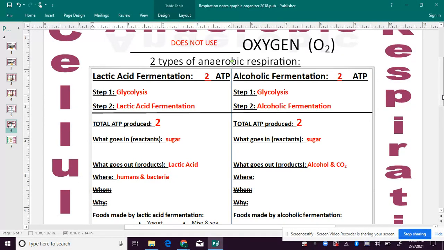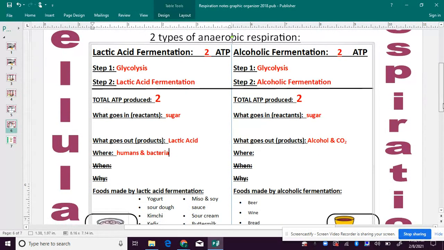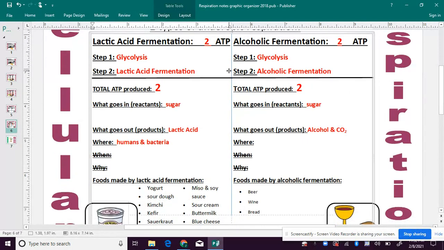But before your cells die, let's talk about lactic acid fermentation, what happens in the human body. So humans and bacteria undergo lactic acid fermentation. And lactic acid fermentation has 2 steps. The first step is glycolysis, which is exactly the same as yesterday in aerobic respiration. So the glucose is broken in half, and that's what produces the 2 ATP.